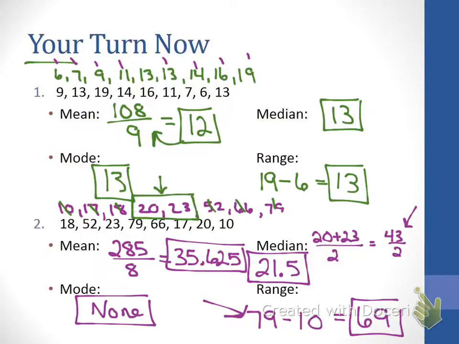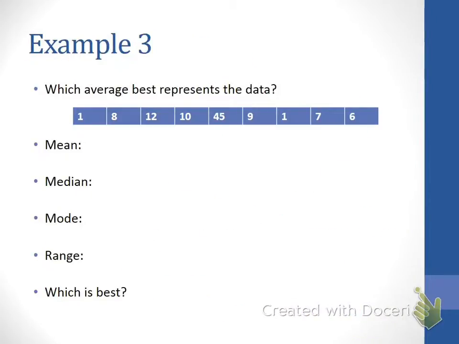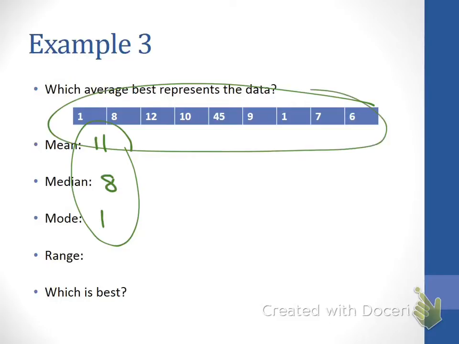Anybody get those right? Most of them at least? Did you get most of them right? Good. Hopefully, for the most part, it's a review for you. Now, in example 3, we're talking about the best measure of central tendency, or the best average to represent the data. So I'm looking at this set of numbers. I'm going to go ahead and tell you what the mean, median, and mode are. The mean is 11, the median is 8, and the mode is 1. So which one of these numbers is the best reflection of the entire set of numbers?